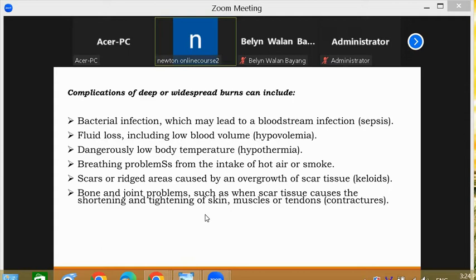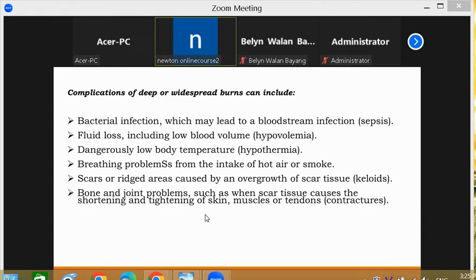So complication, okay. Complications of deep or widespread burns can include infection. So deep burn means we know the third degree burn. Okay, so next one is infection. What are the infections the patient will get? Bacterial infection.